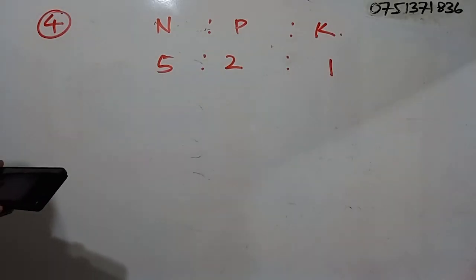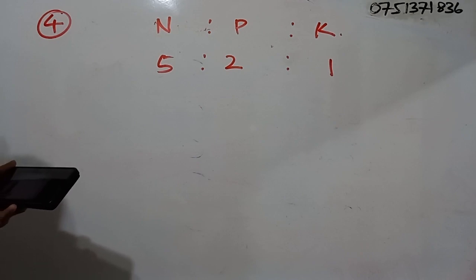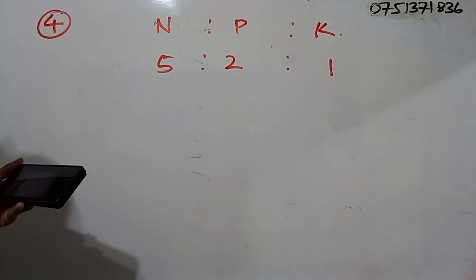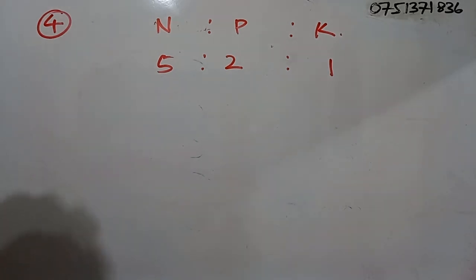Question number 4. The ratio of nitrogen to phosphorus to potassium in a fertilizer is 5 to 2 to 1. If the mass of phosphorus in a bag of this fertilizer is 250 grams, what is the total mass of the bag?